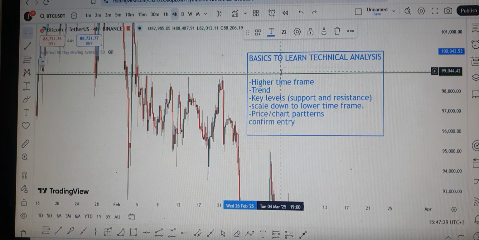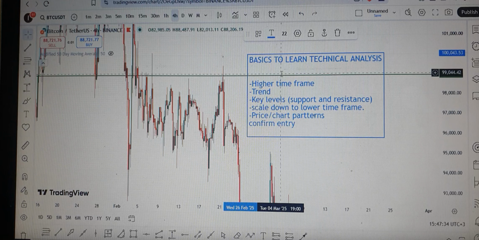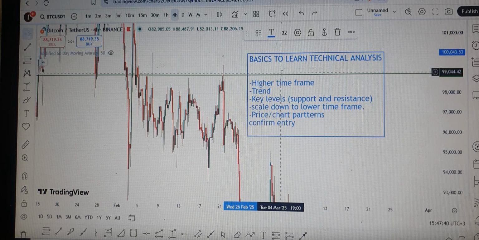Basics to learn technical analysis. Yes, as a beginner, or as someone who's just coming up with that idea of learning technical analysis, these are the things that you should do when you go to your charts. You need to do these things to master the art of technical analysis, and you get to the point where you can get your trade, enter and trade.